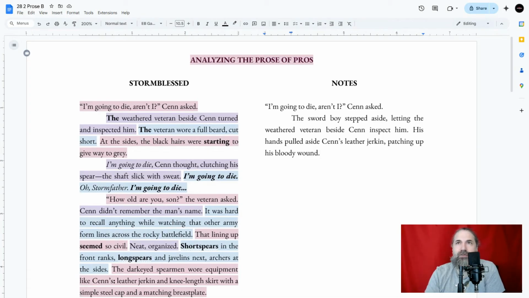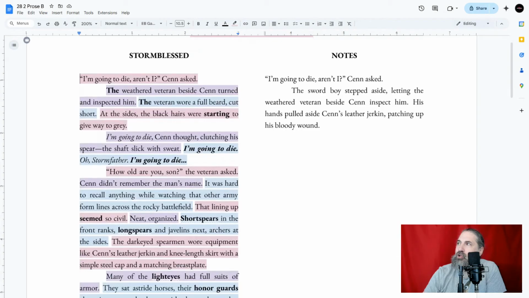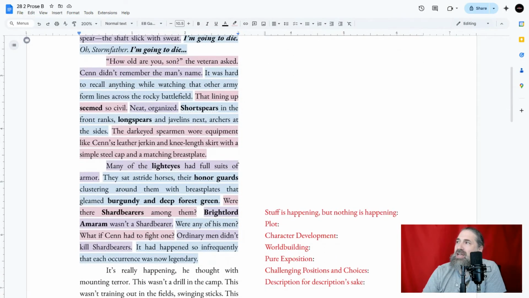But it's nice to see that Brandon is showing, even though there is exposition, through the choices of what the character is recognizing or paying attention to. It's not just, I need people to know that these characters have short spears and long spears, or that their armor is leather. No, Sen specifically is connecting, like, oh, they have the same armor as me. Wait. They seem civil and organized. Are these my soldiers? Are we fighting other people? He's trying to come to terms with what's going on.